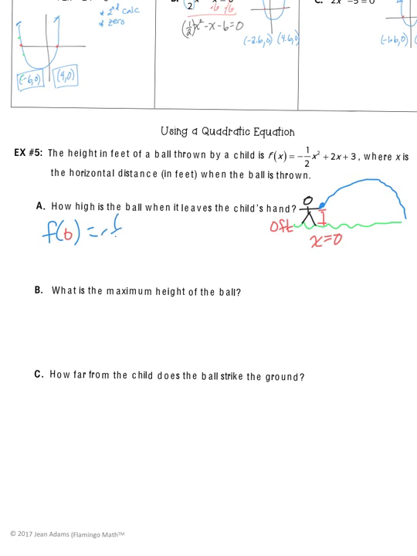We have -1/2 times x squared plus 2 times x plus 3. And so wherever there's an x, I'm putting in a 0. So this value would be 0. 0 squared is 0 times -1/2 is 0. This is 0. Added together we have 0, so we're really left with 3. So f of 0 is equal to 3.